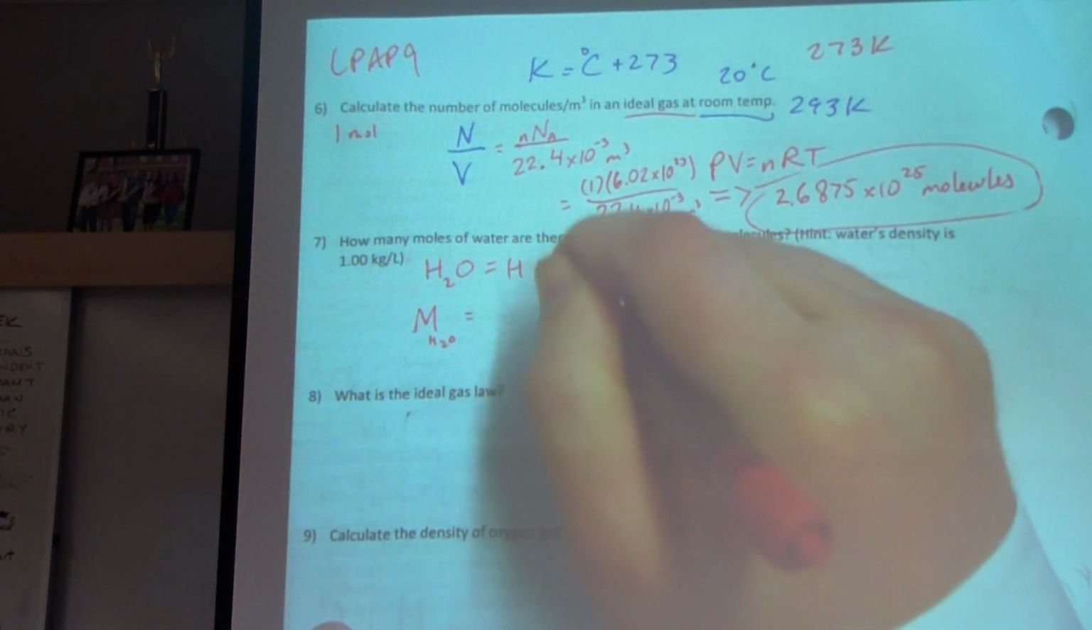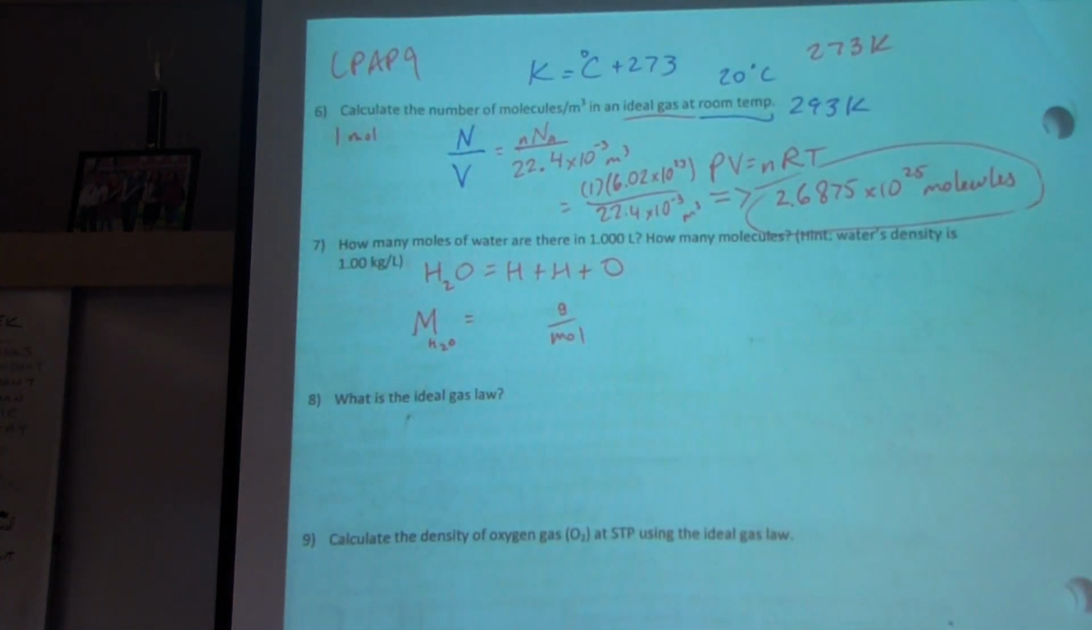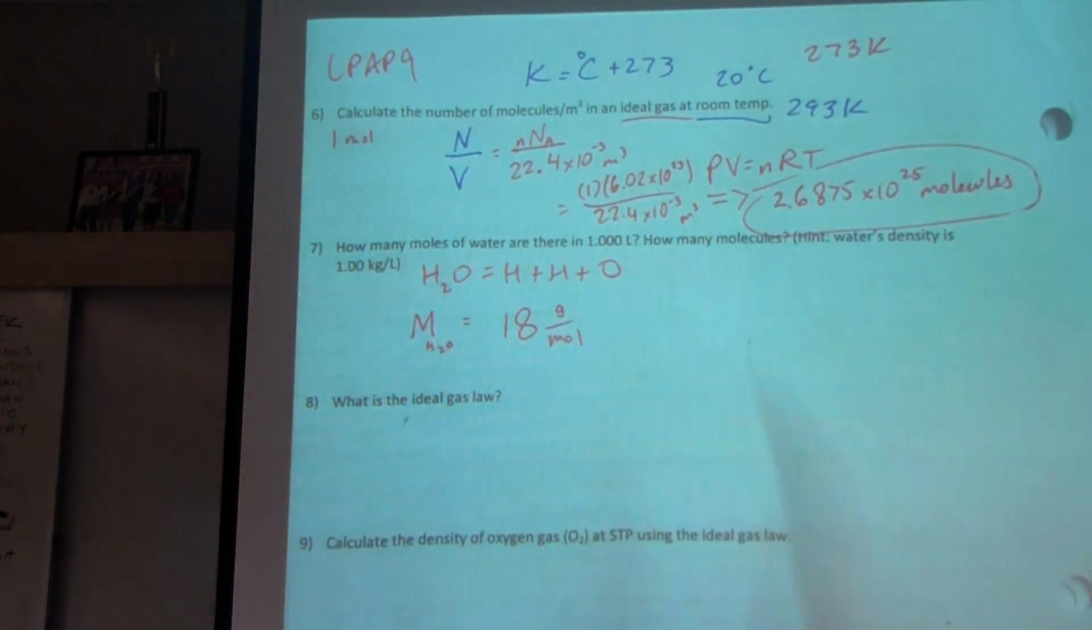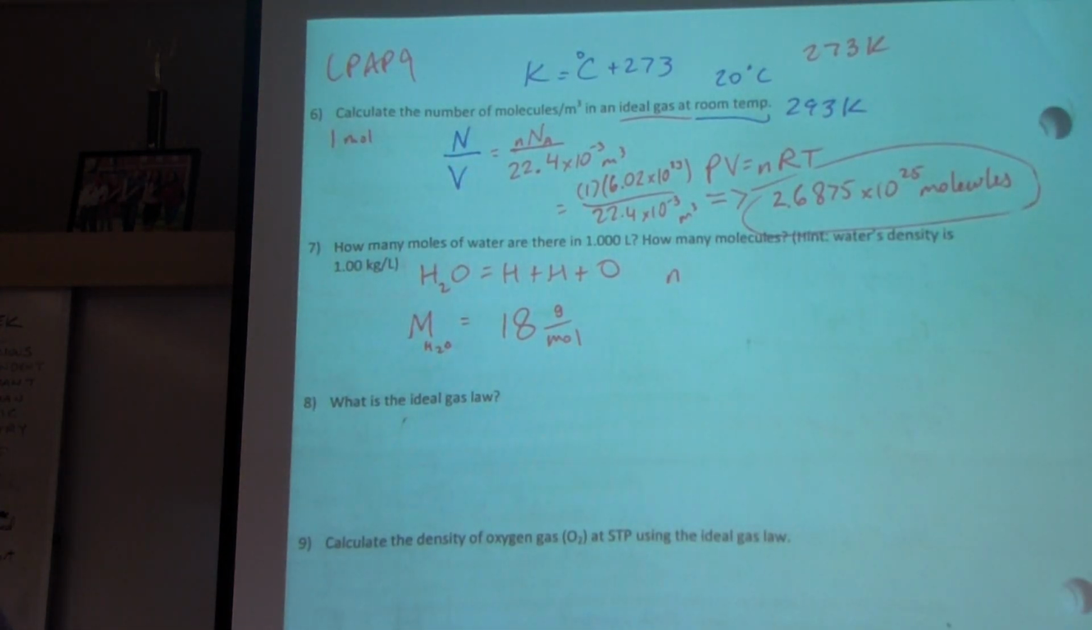We said H plus H plus O. In fact, we might have done it on the previous page. It equals 18 grams per mole. We are trying to figure out N, right?